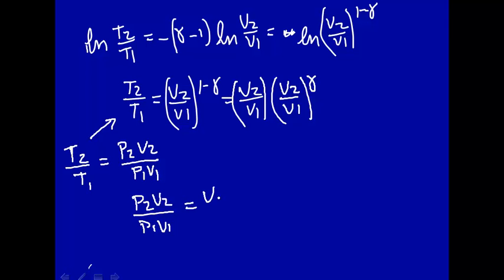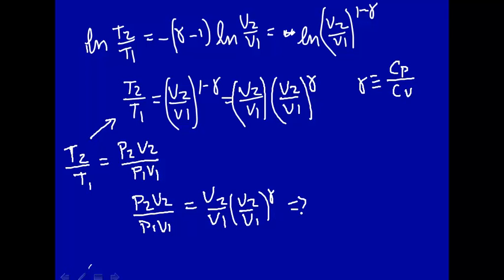So P2 V2 over P1 V1 is equal to V2 over V1 raised to the gamma. Oh, look, that's going to cancel out. Remember, gamma is defined as the ratio of heat capacities, Cp over Cv. That cancels out, so we have P2 over P1 equal to V2 over V1, the whole thing raised to the gamma.